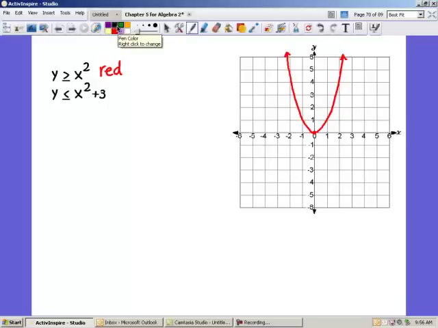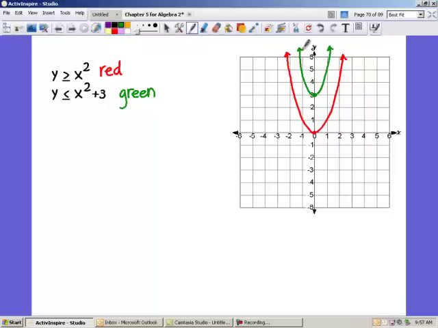Okay, now I'm going to go back to my y equals, and I'm going to go down to y2 and plug in the next one. So we have x squared plus 3. And this is going to be green. And I'm going to hit graph, and I notice that I have the same looking graph, but up 3. And this one is solid as well. Haven't had a dotted one yet. And now we need to figure out where to shade these.